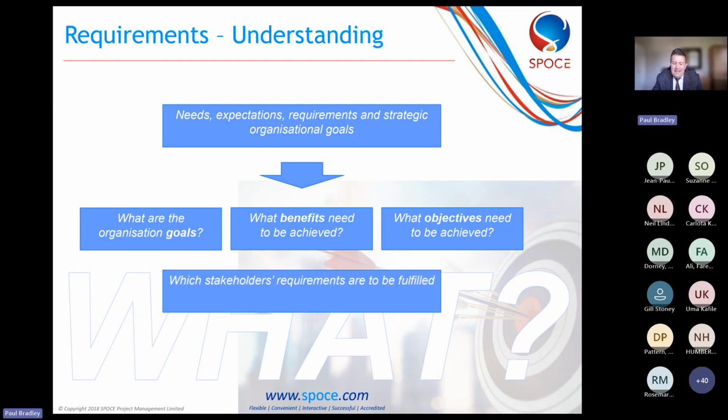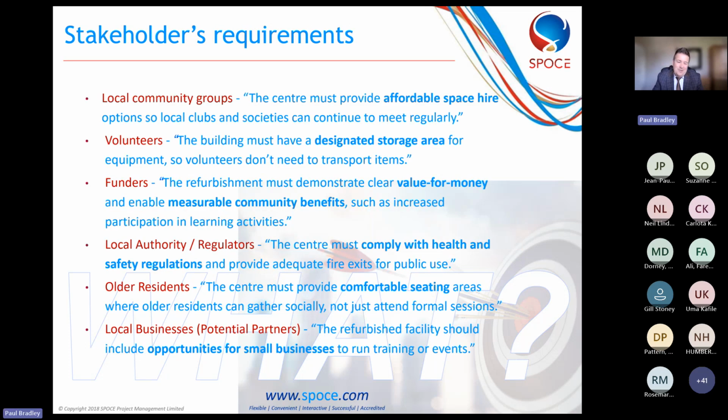And part of this understanding is to establish which stakeholders' requirements we need to fulfill. Now, requirements come in all shapes and sizes. They come from all different types of stakeholders in our projects. And indeed, what I have is just an example here.